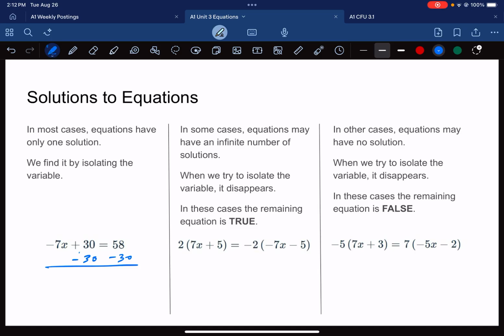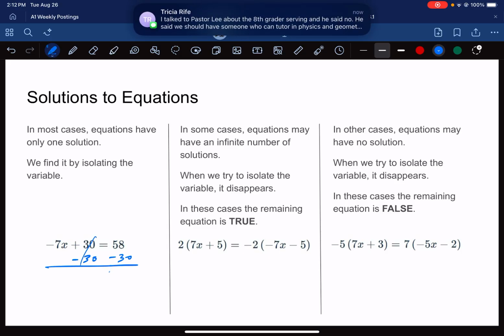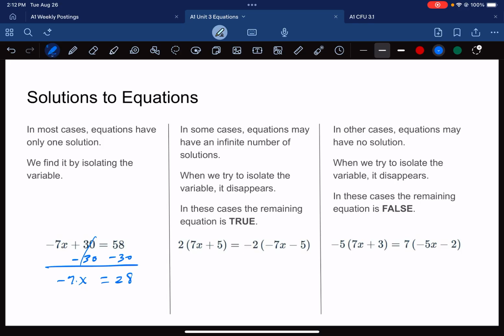We always move those terms first away from that side. So we're going to subtract, do the opposite, right? So those cancel, and I'm going to be left with 28 on the right side and a -7x on the left. And I would divide to break that bond. It's -7 times x. So to break that, I divide by -7, and I get a value of -4 for x. Okay? So just one solution, one answer only.